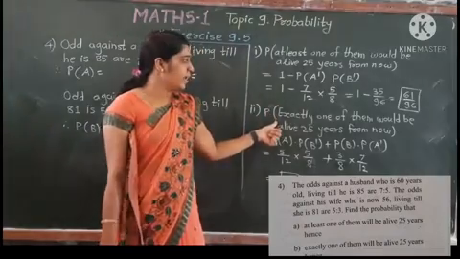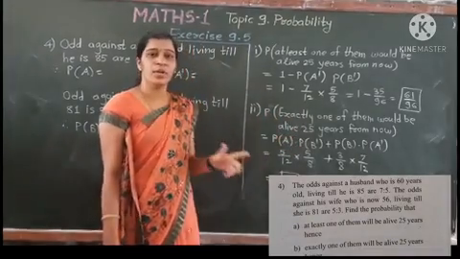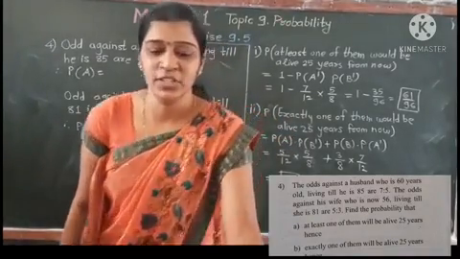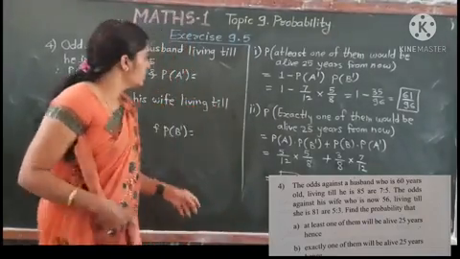And second, exactly one of them will be alive. The chances of only one of the two remaining alive are asked. So let's start.